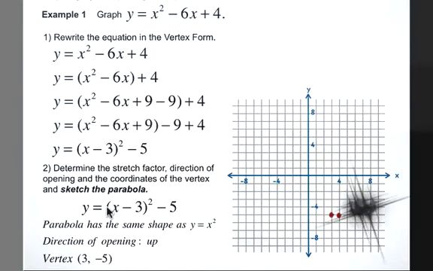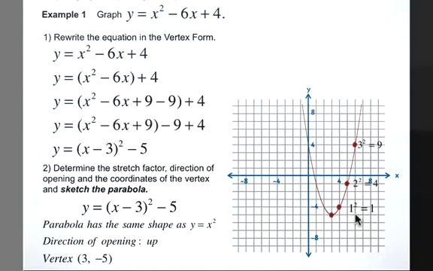So we'll place that point. We'll now go up. 1 squared is 1, so we go up 1. 2 squared is 4. 3 squared is 9. So we graph our parabola like so.